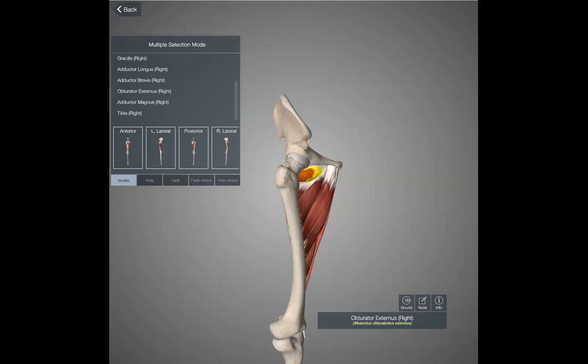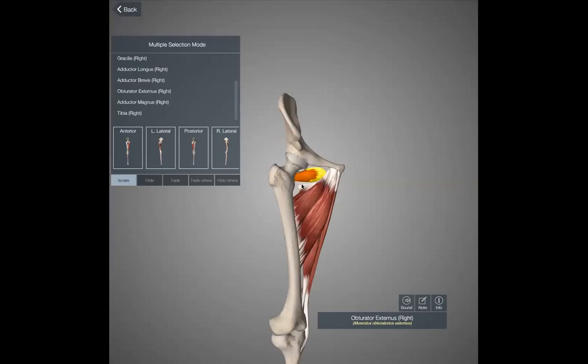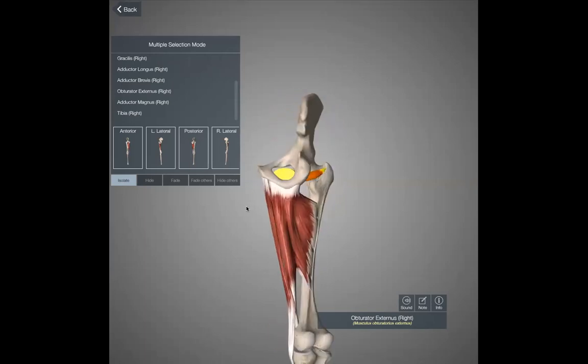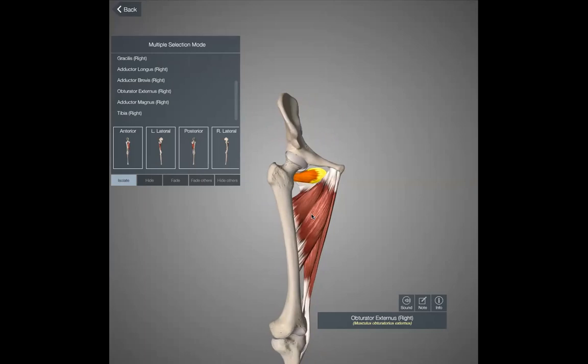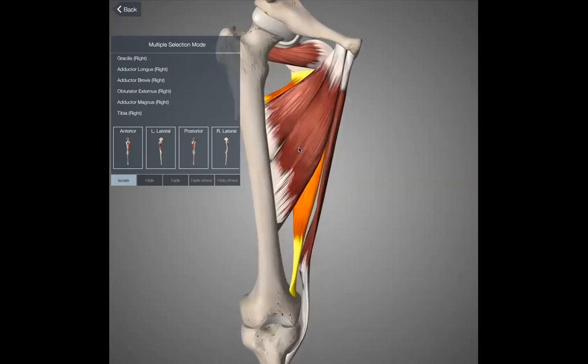Now, the innervation is the obturator nerve. From the name obturator externus, the innervation is the obturator nerve. Okay, first muscle done. We have 4 more. Now, the one after it that I want to discuss is here, the adductor magnus, the biggest one in the medial compartment.